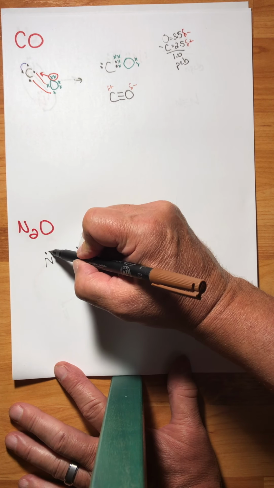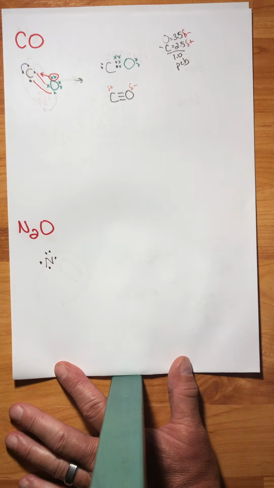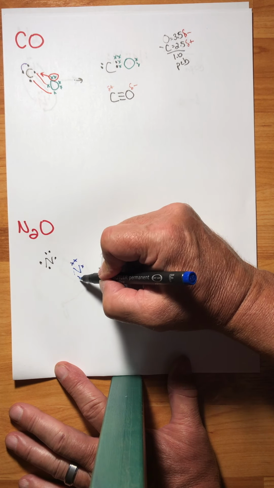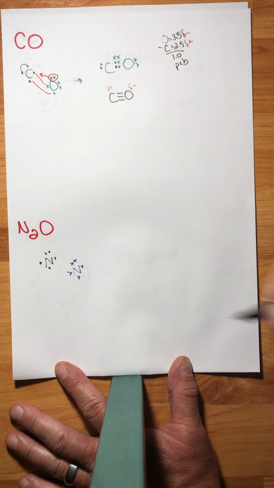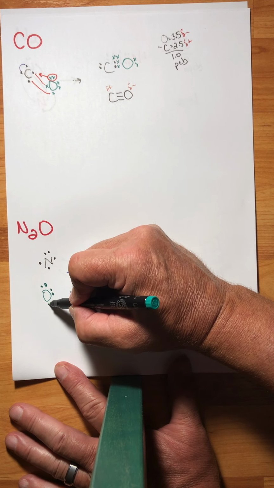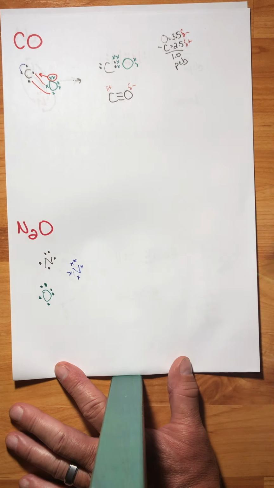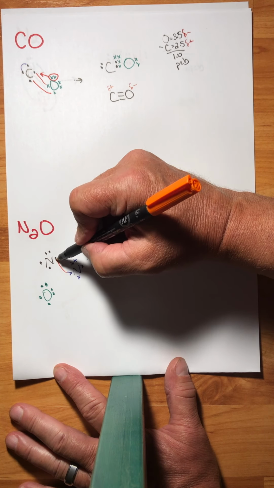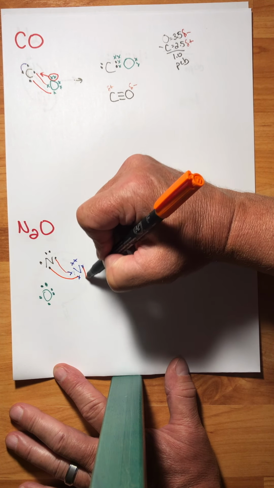The last one, N2O, so nitrogen. Need another nitrogen. And I need an oxygen. Now, if you want, you can pause the video and fiddle with this one. This is basically how this works. Now, this is rare. It doesn't normally happen like this, okay? Hook up, and hook up.